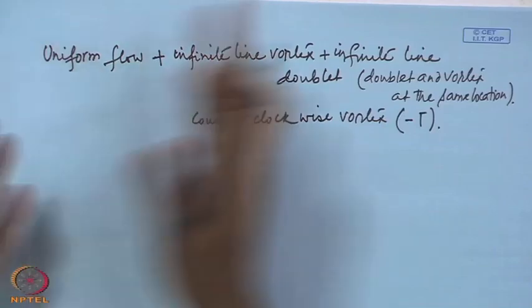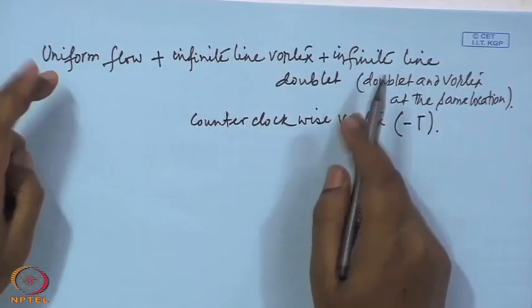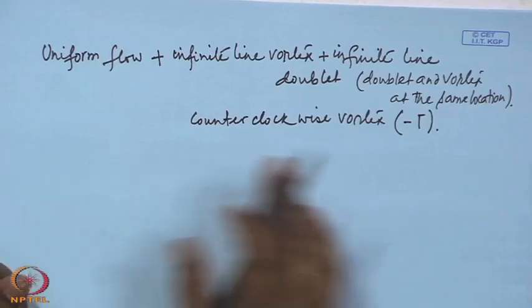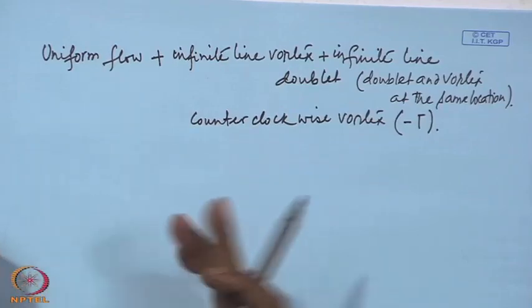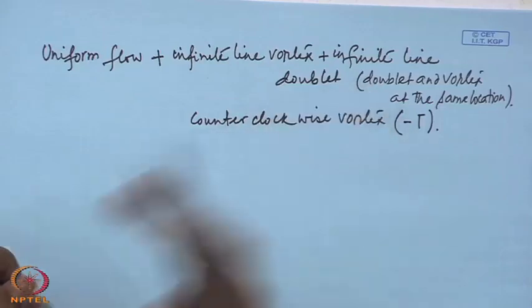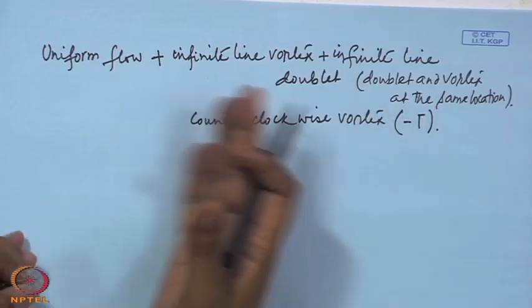That part remains valid, because this is just a superposition. Whatever we have found earlier, that remains. It is not that this is going to change everything. These are just linear superposition. So, whatever we had with uniform flow plus infinite line doublet, that remains as it is. That uniform flow plus infinite line doublet gives flow past a circular cylinder, and the radius of the circular cylinder is related to the doublet strength. That part still remains, that is not changed.